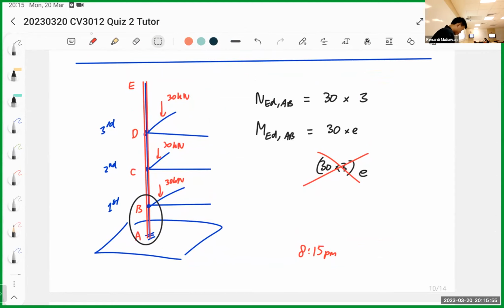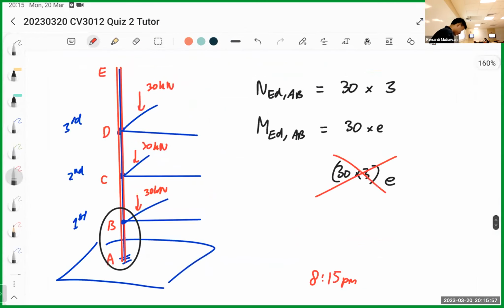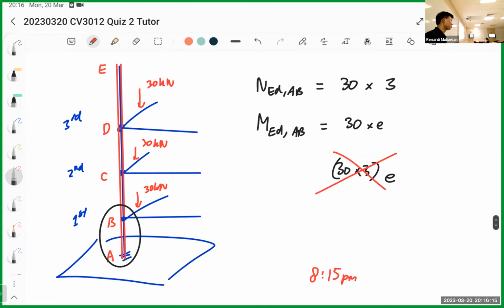Somebody asked me to scroll here. This one is a very simplified diagram; you can see the better one in the question itself. But I'm just emphasizing that for axial force, you take the upper stories. For bending moment, you only take the same story. And then before we continue the question, I can also add one more example.